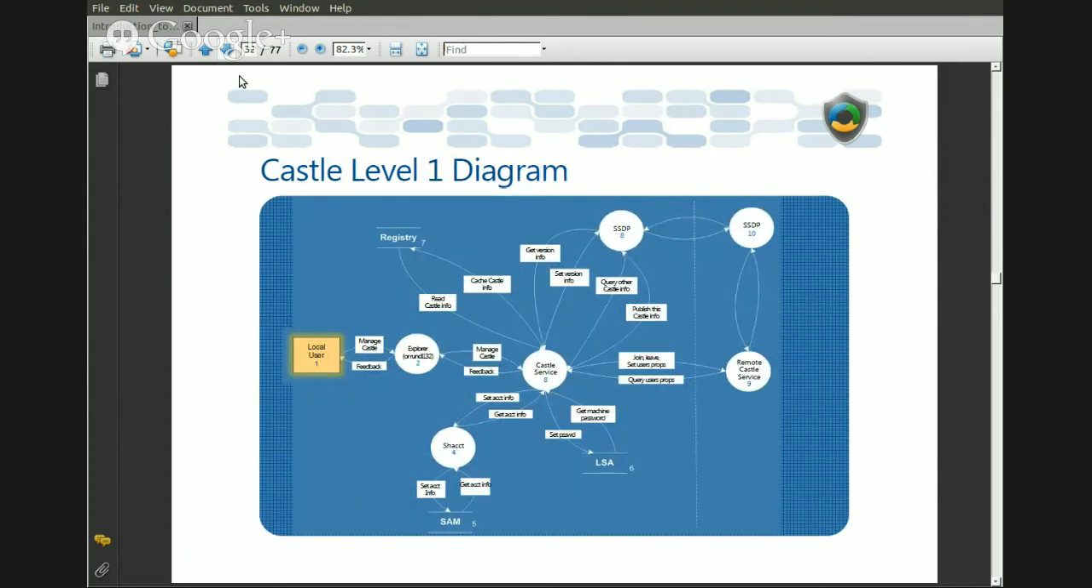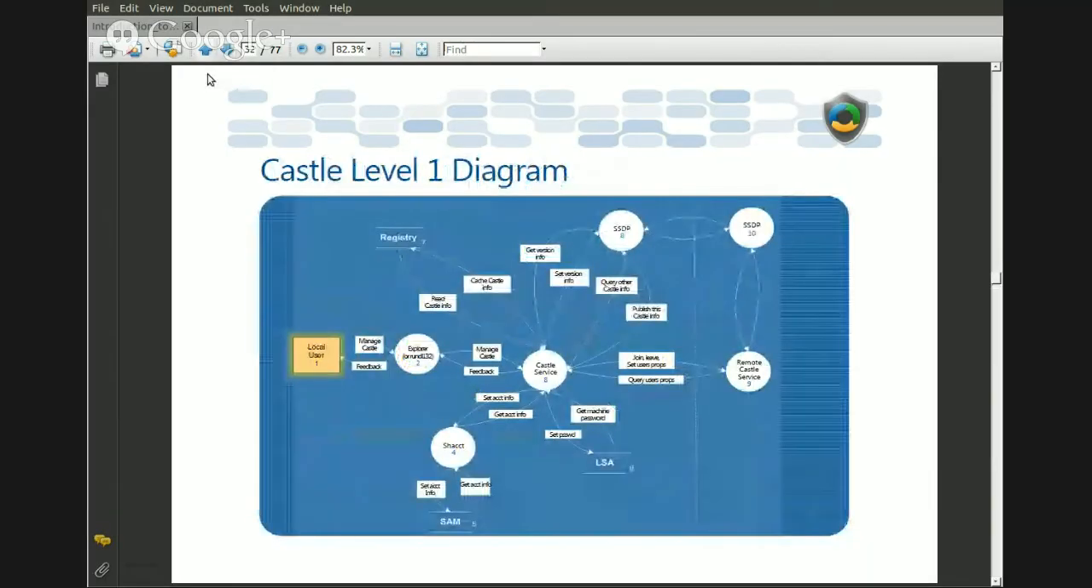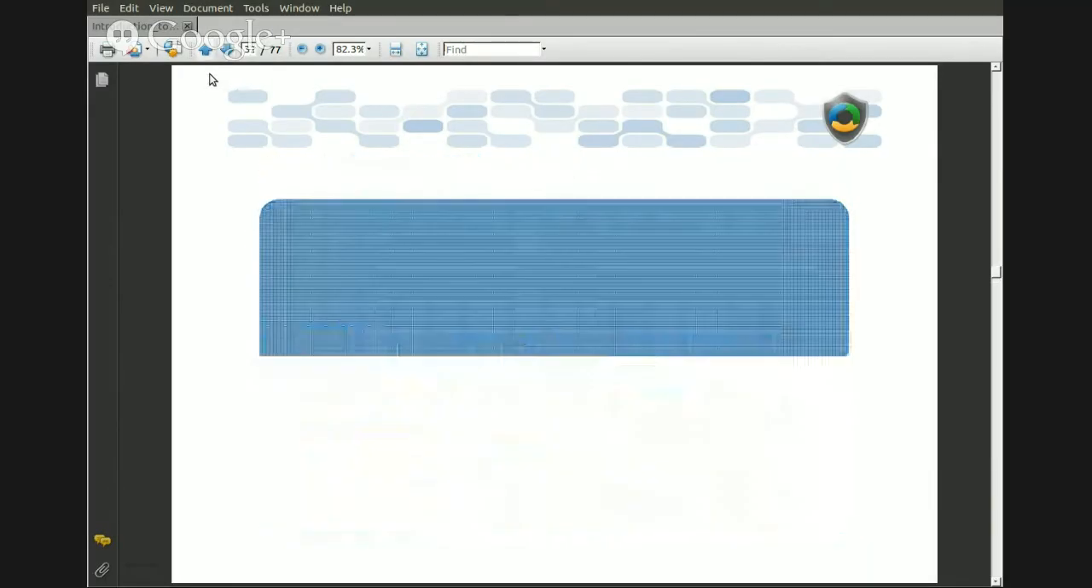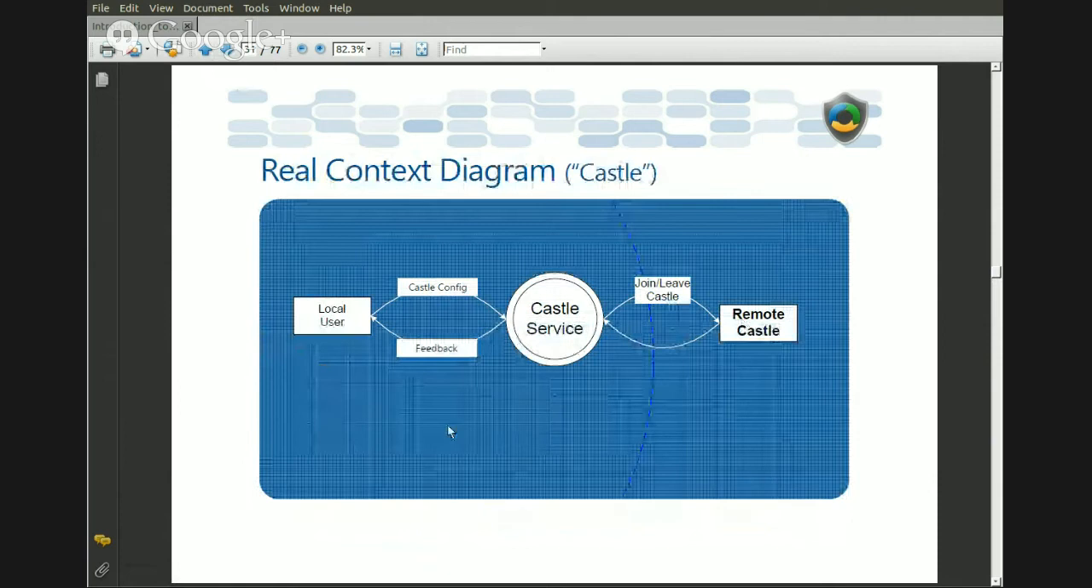And so this is showing a level 1 diagram, very high level. So you see the entire system. Okay, I guess they don't show the whole thing. Actually, castle service is right here. So here you see castle service. It's a lower level.